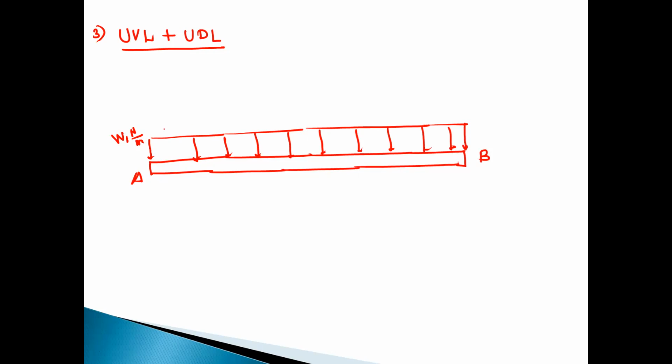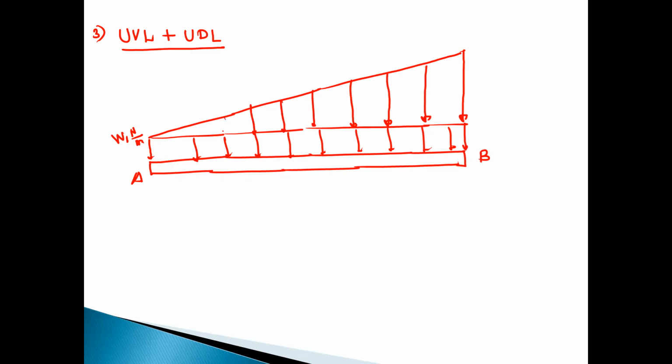And just above this UDL, we have a UVL like this. So here two types of loads are simultaneously acting on the beam AB. The total intensity from this point up to this point is given as W2 Newton per meter.